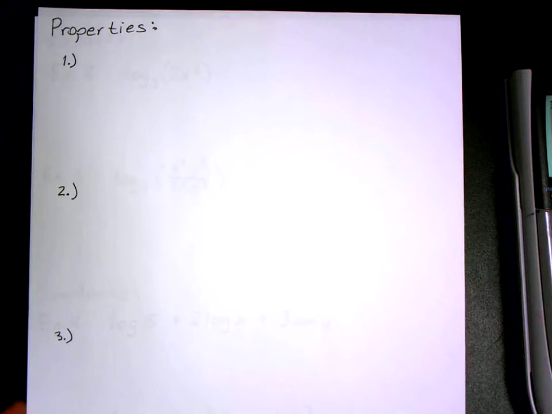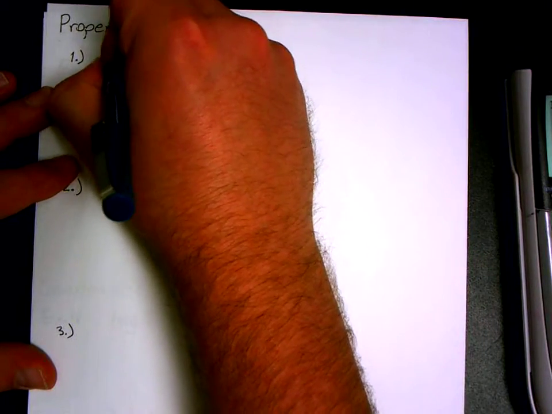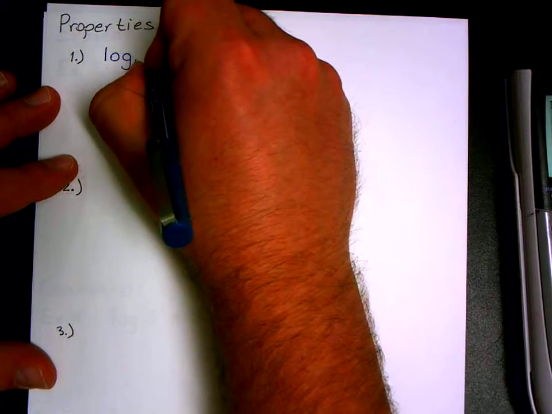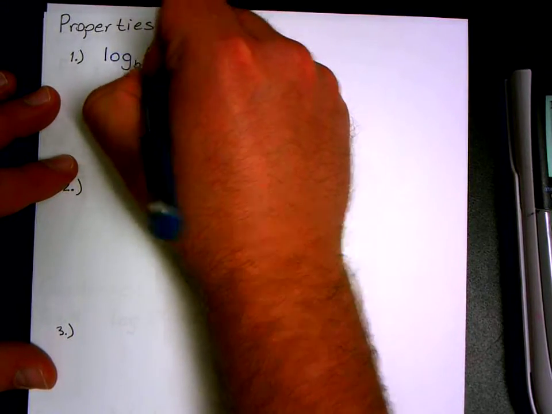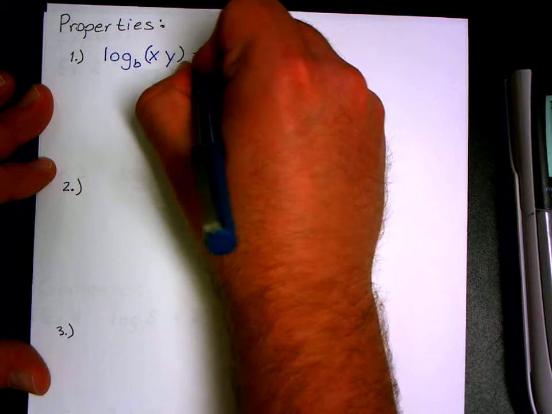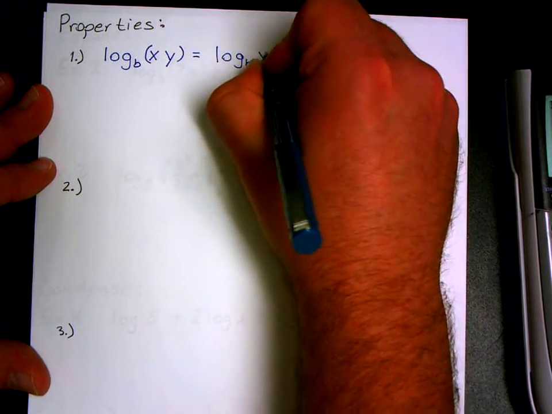Properties. So these are kind of additional properties to the ones that you guys had yesterday. Okay, first property is if you have two things multiplied together inside of a logarithm, you can separate it into addition.